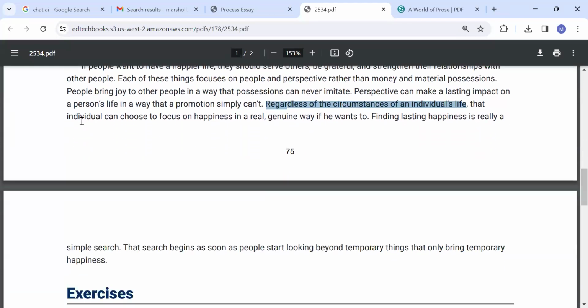Regardless of the circumstance of an individual life, that individual can choose to focus on happiness in a real, genuine way if he wants to. Finding lasting happiness is really a simple search. That search begins as soon as people start looking beyond temporary things that only bring temporary happiness. And this last sentence would be what we call our thoughtful close or our provocative close or our contemplative close. When we say contemplative close, we're just leaving the reader with something to think about.